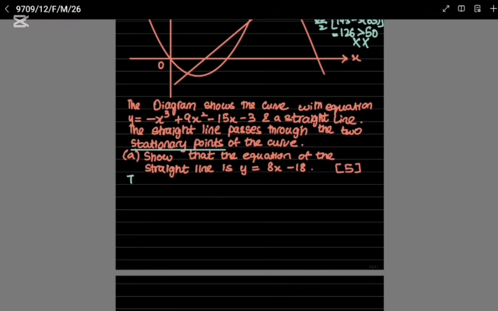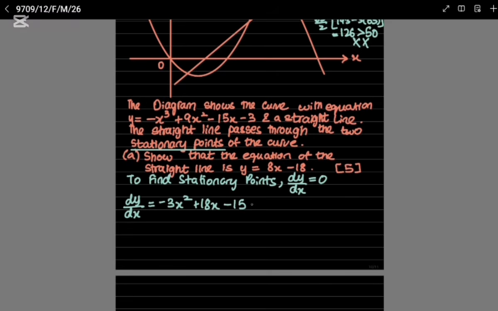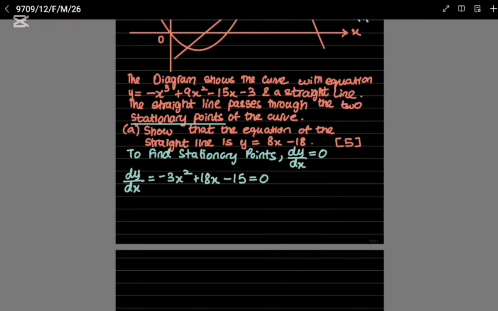Now to find the stationary points of a curve, what do we do? To find stationary points, dy by dx should be equal to 0. So we find dy by dx and equate it to 0. dy by dx means differentiating the equation. So you should know this. Minus 3x squared plus 18x minus 15 should be equal to 0.